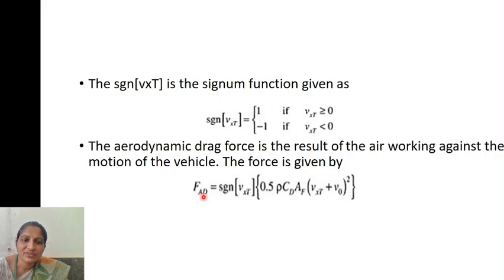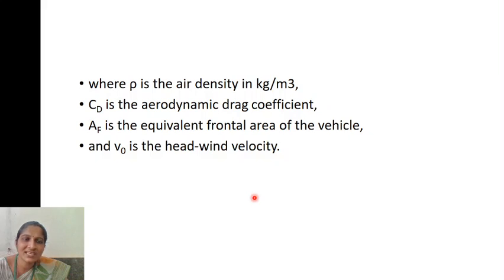That aerodynamic force is given by F_AD equal to signum of Vx(t) into 1/2 rho C_D A_F into (Vx(t) plus V0) square. So now from these three we can calculate the total force, that is the gravitational force plus aerodynamic force plus rolling resistance force. These are the three different forces from which you can calculate the tractive force.